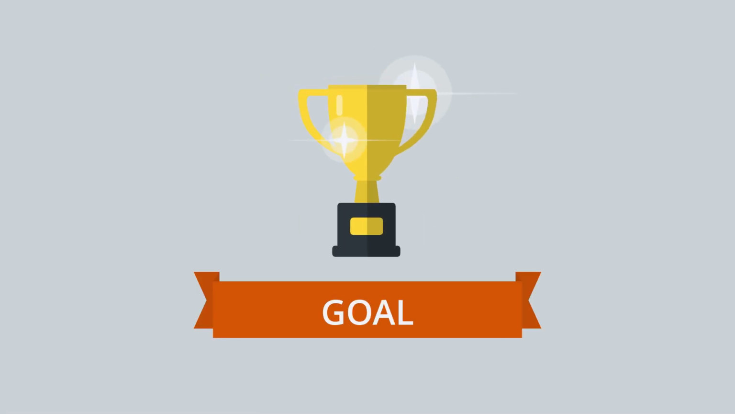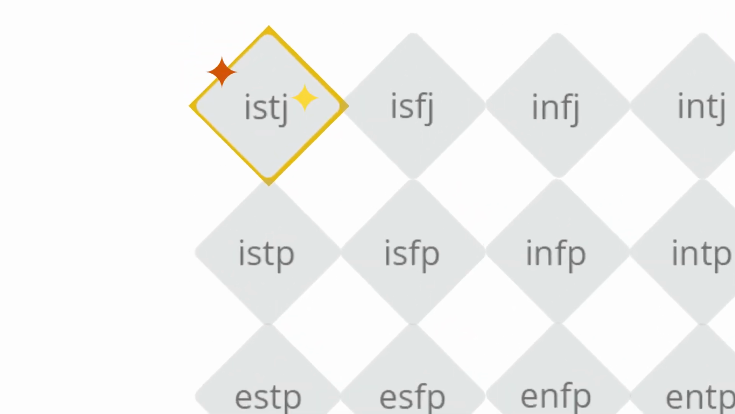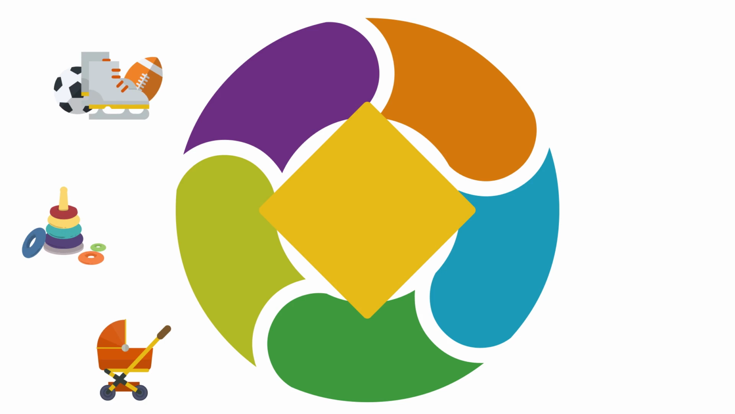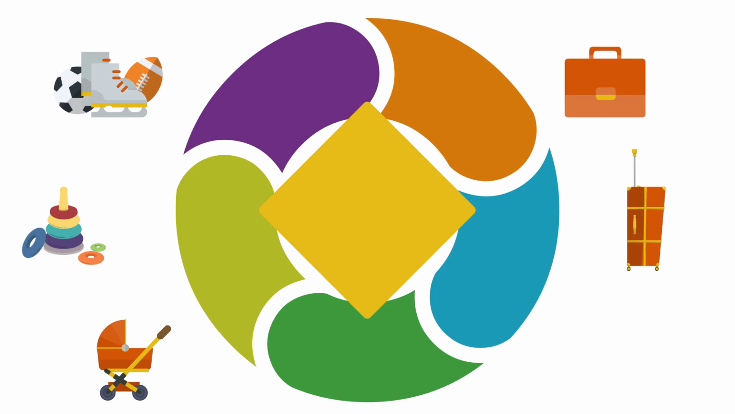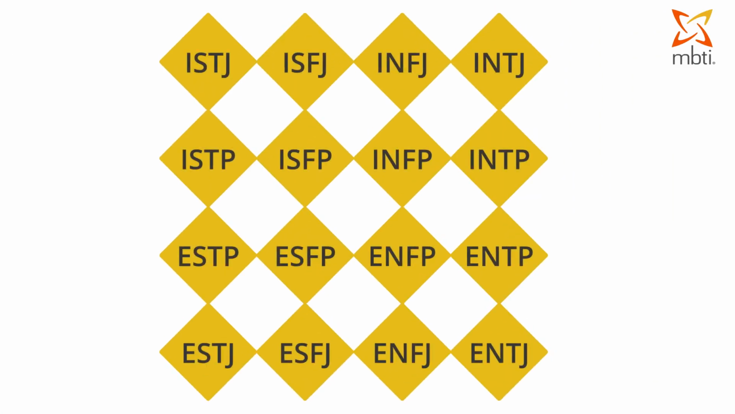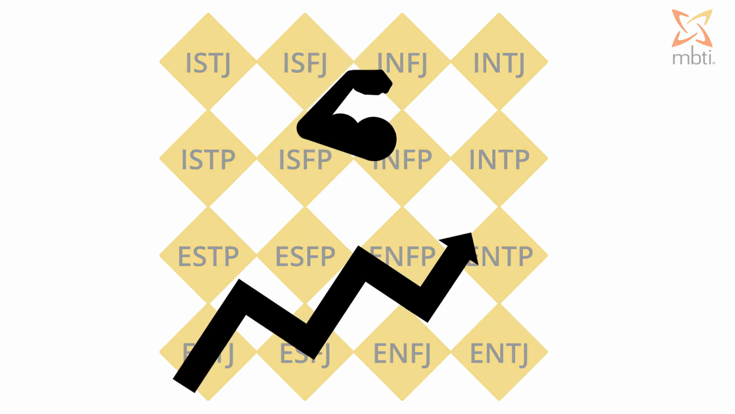The goal of the MBTI assessment is to identify your personality type, the part of you that reflects your natural preferences. Your personality type is the part of you that stays the same throughout your life, even though behaviors may change over time in response to the situation, the environment, and the roles that you play. There are 16 Myers-Briggs personality types, but there are no better or worse types. All 16 types have strengths and potential development areas.